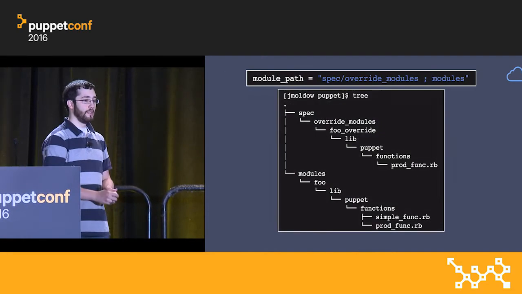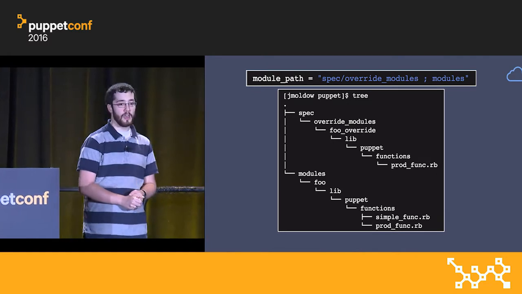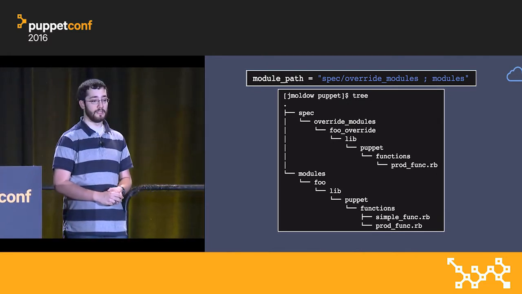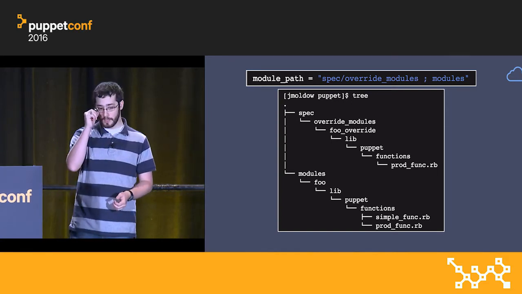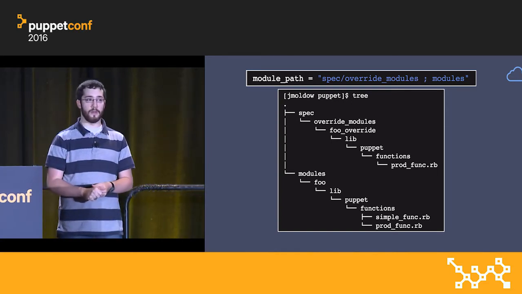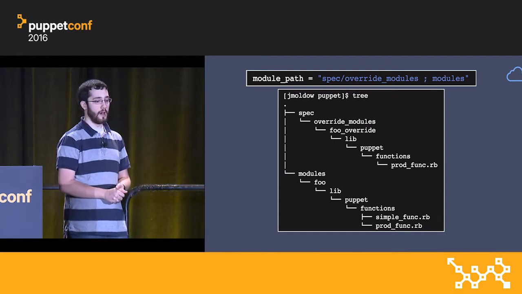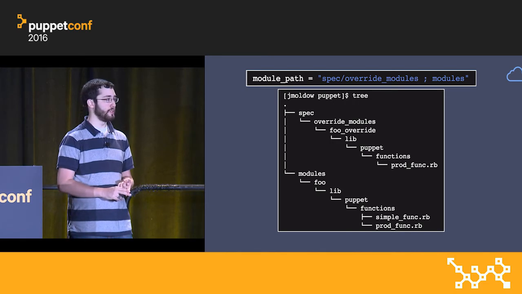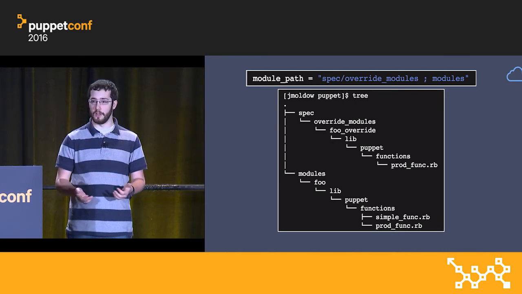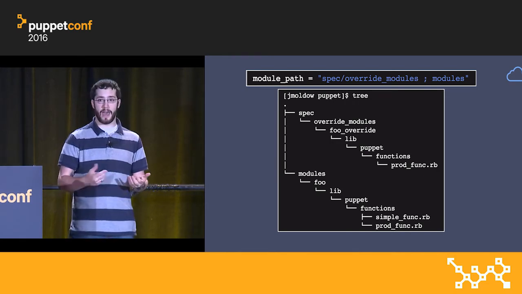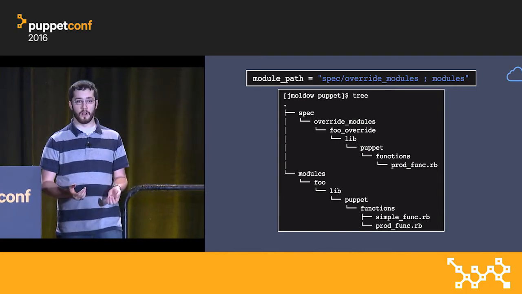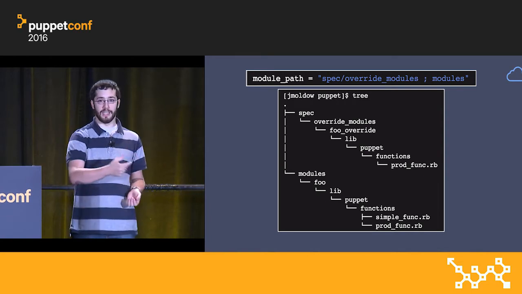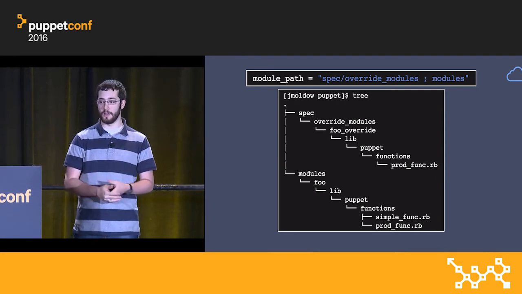RSpec Puppet doesn't have a solution for this currently, but we were able to figure out a solution of our own by taking advantage of Puppet's module path feature. So depending on your environment, you may not be aware of this, but you don't have to just have a single location for your modules. You can actually specify multiple different locations. It's similar to the path variable on a computer, where when you have a command that you want to look up on the command line, it'll check each directory in turn until it finds that command.